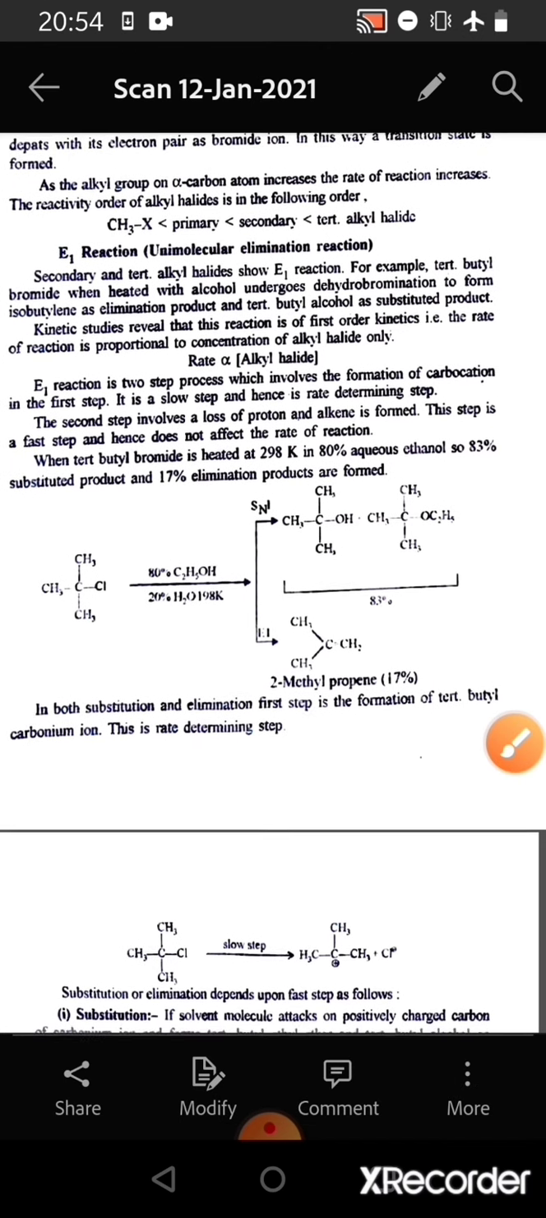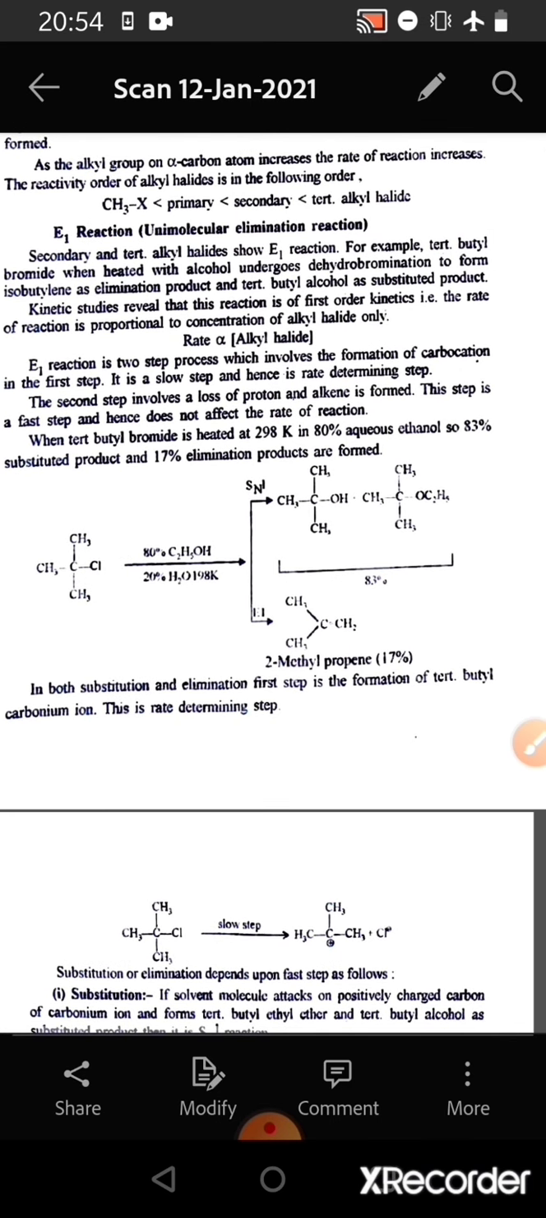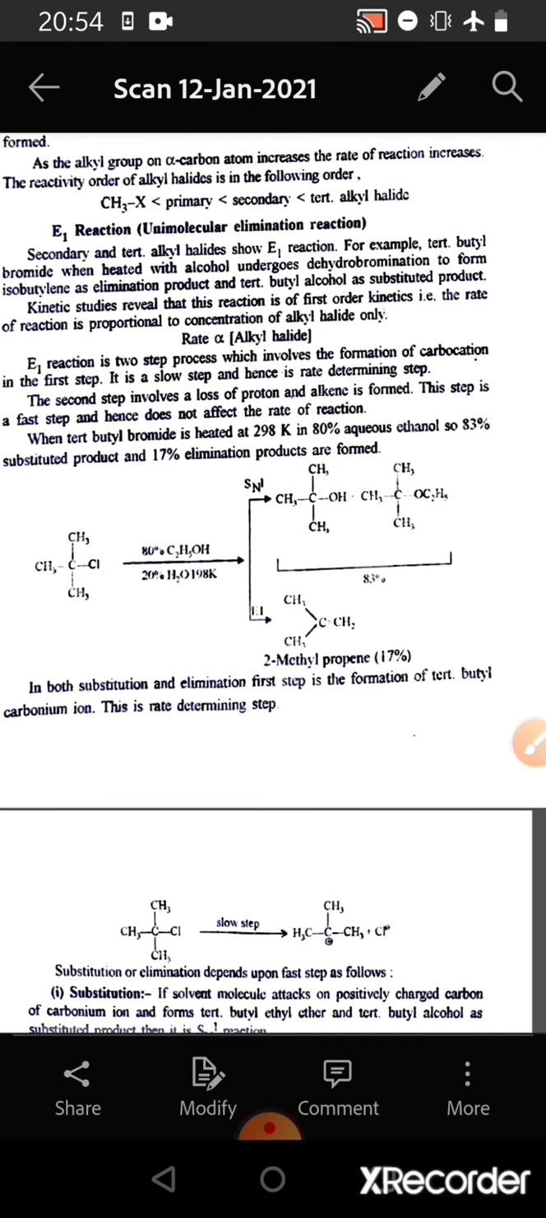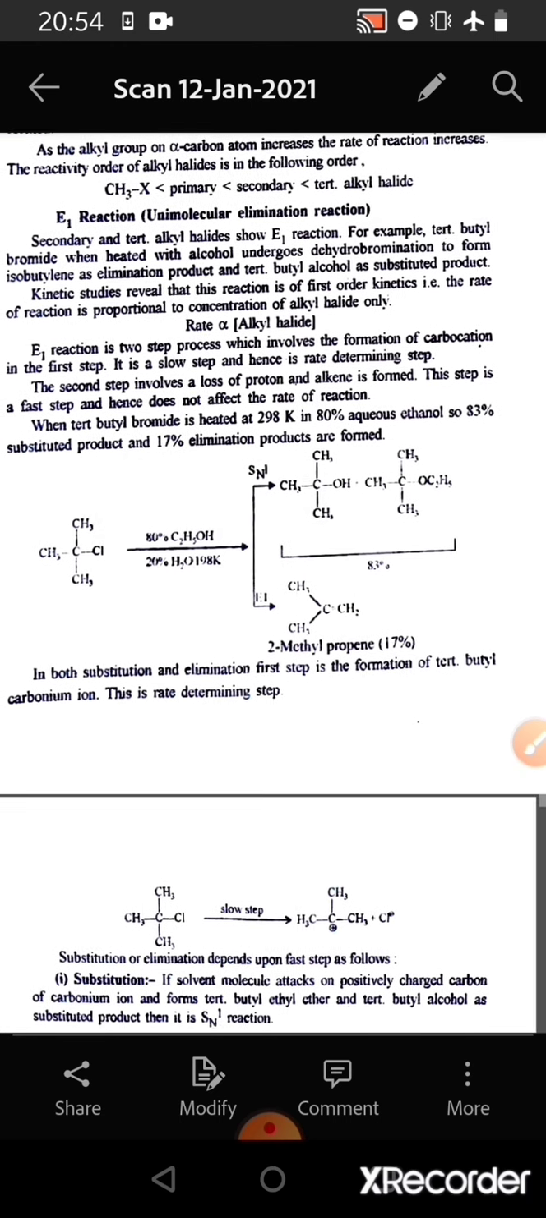The E1 reaction is a two-step process which involves the formation of a carbocation in the first step. This is a slow step and hence it is the rate determining step. The second step involves the loss of a proton and an alkene is formed. This step is a fast step and hence does not affect the rate of the reaction.